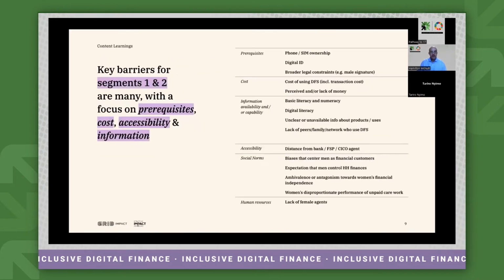Great. So, while observing evidence behind each barrier, we were also tagging which pieces of evidence and which barriers are more relevant to the profile of women in each segment, right? So when we were reading through evidence on phone and SIM ownership, we were thinking, okay, which segments in context was this research focusing on? Were these women with accounts? Were they women without accounts? Were they in very rural areas with very low access?